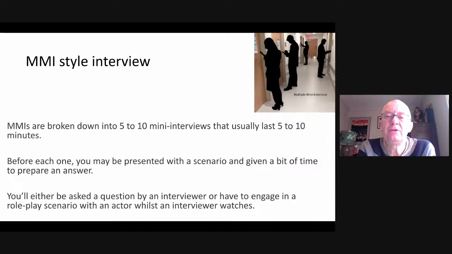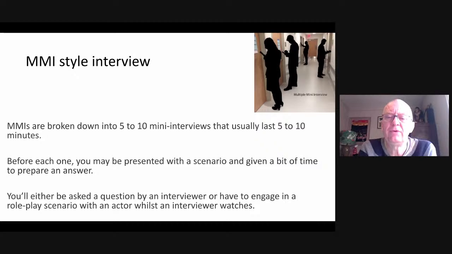The sort of shadowy people at the door, you can see they're reading something off the door. And the idea is you may get some sort of scenario before you go in. So you could be presented with some information and maybe a minute to get your head around it before you go in. That's fairly common. The last one says, look, you'll either be asked a question by an interviewer or have to engage in a role play scenario.